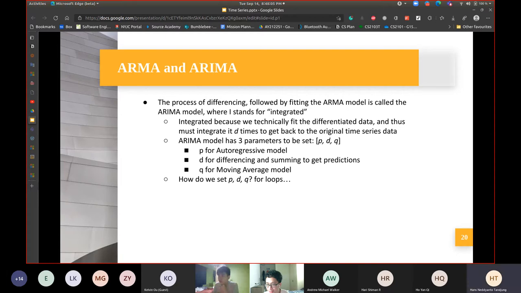You said about differencing is the same as differentiating. Is it? That's why we need to integrate.